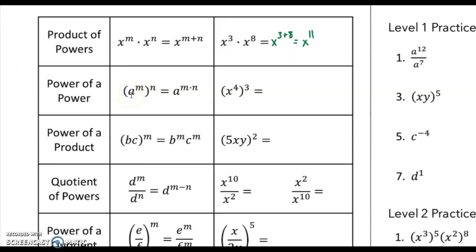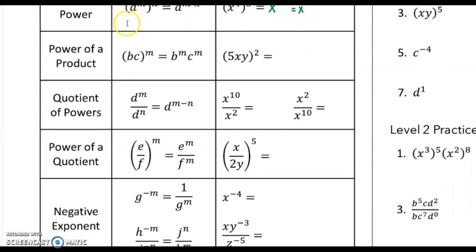Now, when it is a power to another power, so you have a to the m raised to another power, you multiply the powers. So x to the 4th to the 3rd power, you're going to multiply the powers. 4 times 3 is x to the 12th.